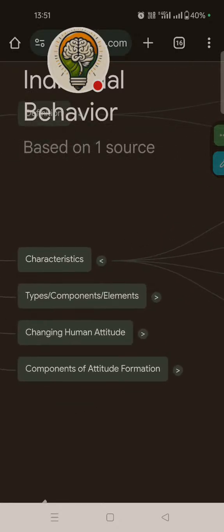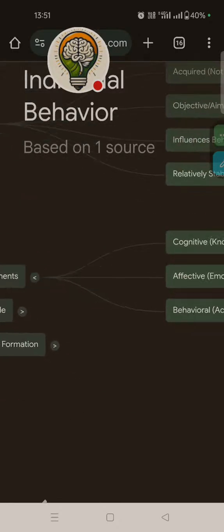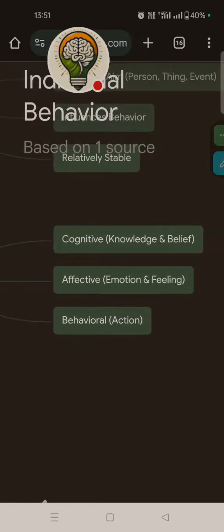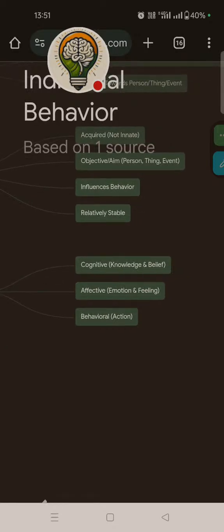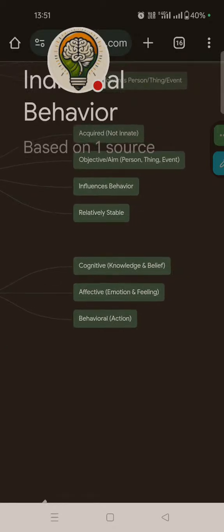Then comes the types, components, and elements of attitude. So there is the cognitive element of knowledge and belief, an affective element of emotion and feeling, and a behavioral element of action.